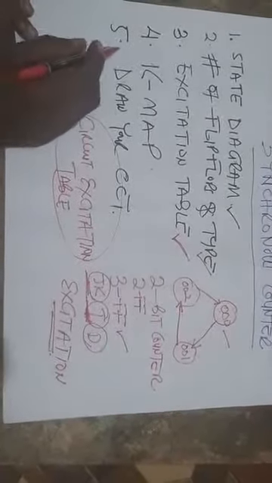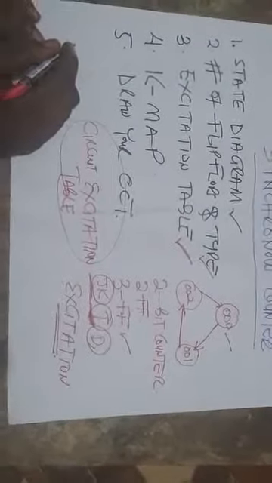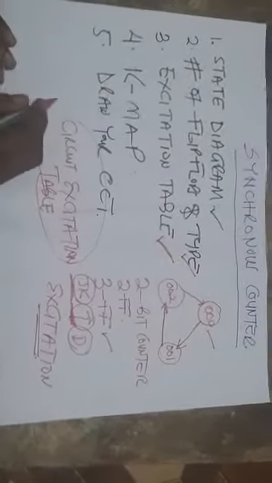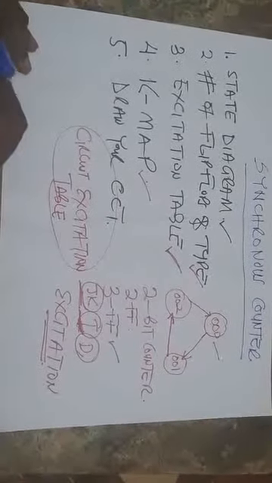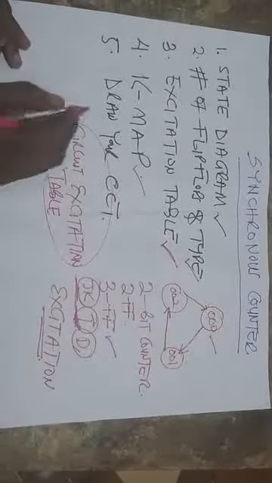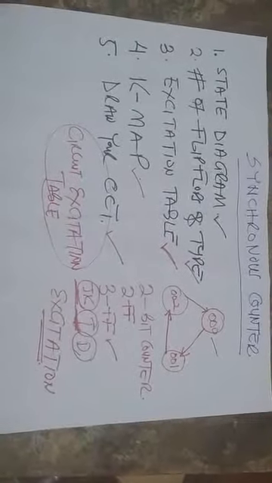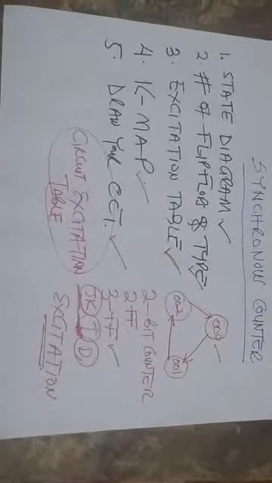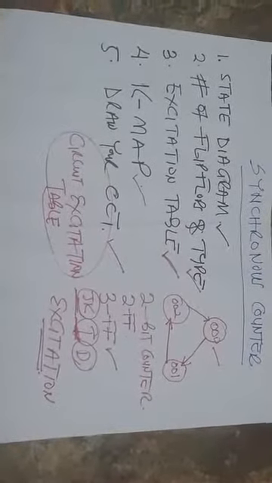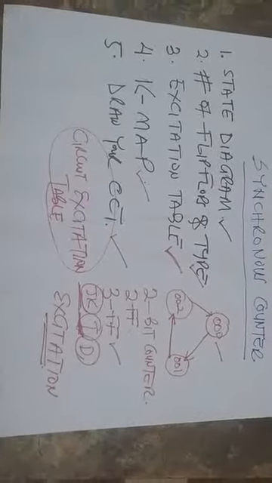Now the fourth thing you do is to minimize your design, and you do that by a K-map. Draw a K-map. After going through all the four, then finally you draw or you design the circuit. So these are the 5 steps that you go through while you design a synchronous counter.